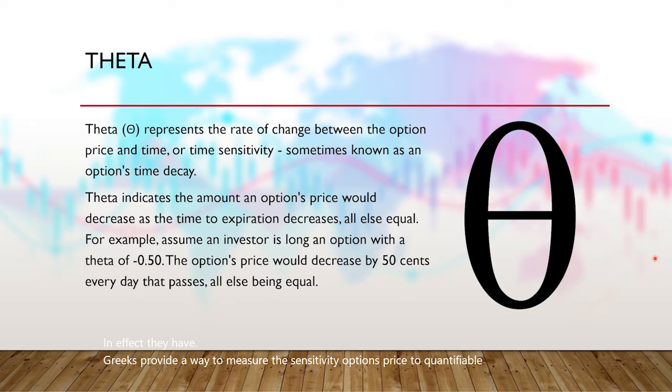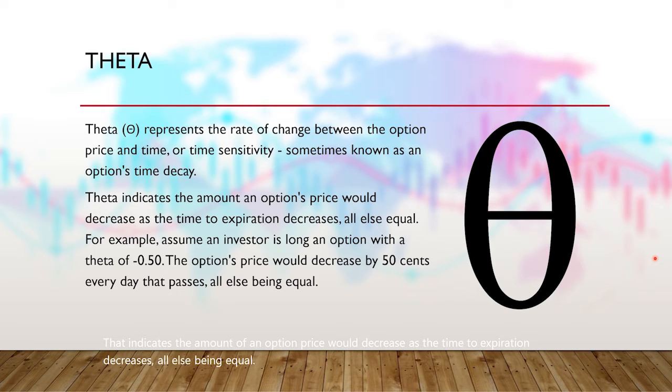So theta. What is theta? Theta represents the rate of change between an option price and time, or time sensitivity, sometimes known as option time decay. You hear about option time decay as time decay. Theta indicates the amount an option's price would decrease as the time to expiration decreases, all else being equal.